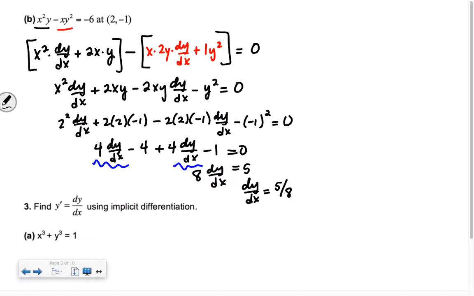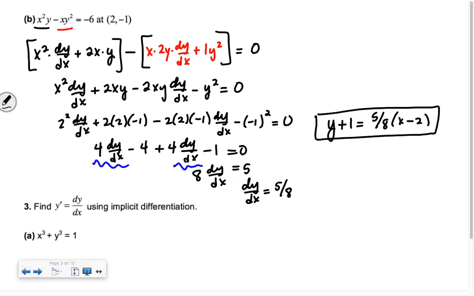Wait, isn't it a -1? So isn't it like a +1 there? Nope, because -1 squared is 1, and then you still have that minus out front. Did you distribute your negative? So it's going to be y minus a -1, so +1 equals 5/8 times x minus 2. Is that correct? Did I make a mistake? You guys are discussing. It's making me nervous. I'm good? All right.